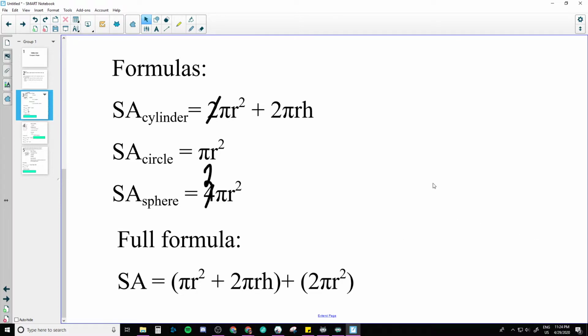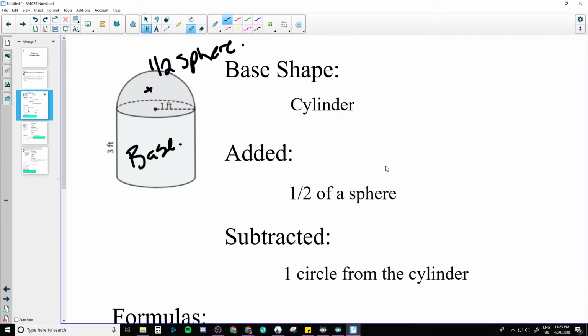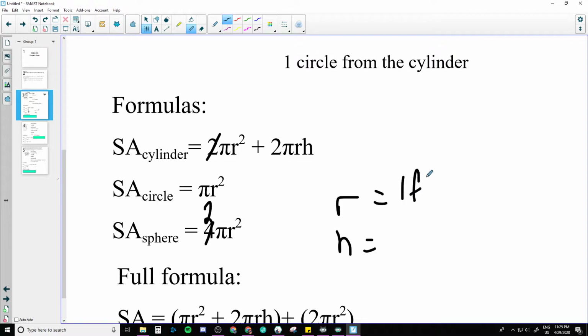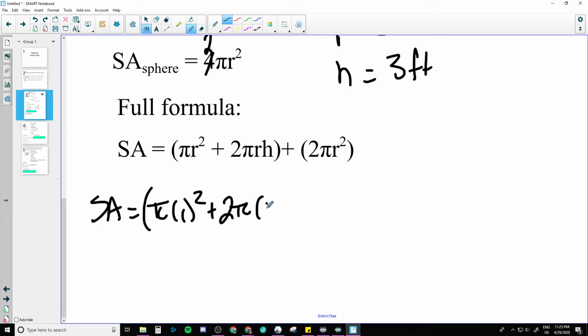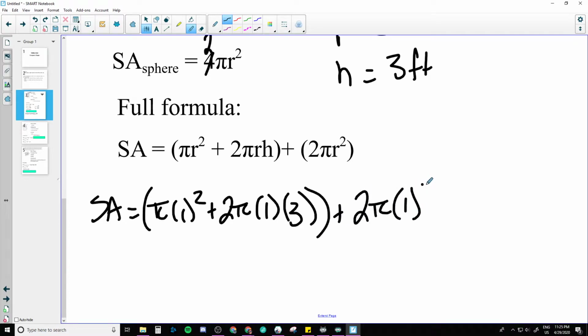So let's remind ourselves of what these variables are really quickly. So we have r and we have h. And the radius is 1 foot and the height is 3 feet. So 1 foot, 3 feet. And now we can just input our numbers. So surface area equals pi, radius was 1 squared, plus 2 pi, radius again is 1, height is 3, plus 2 pi, radius is 1 again, squared.